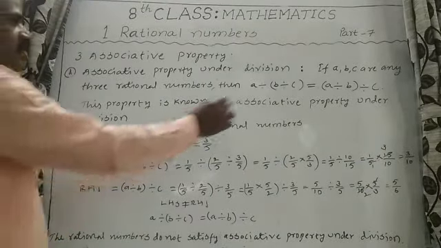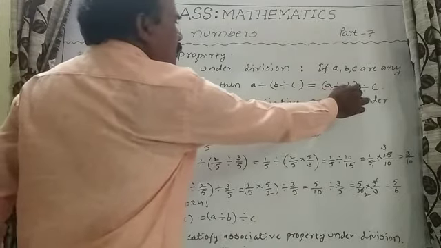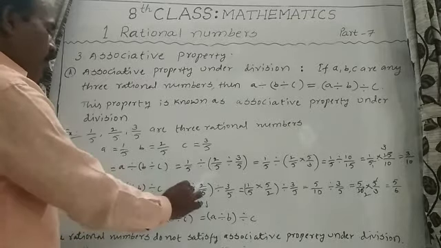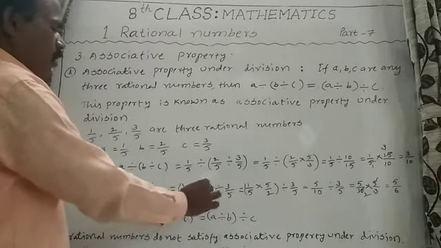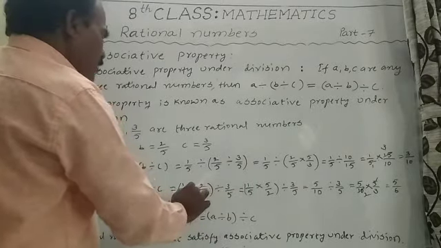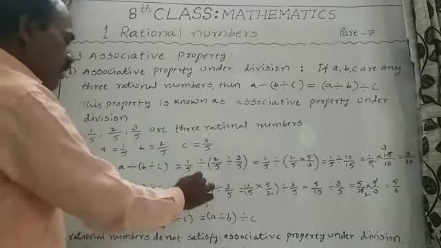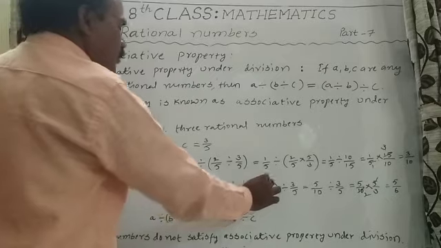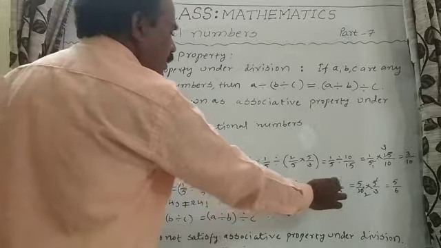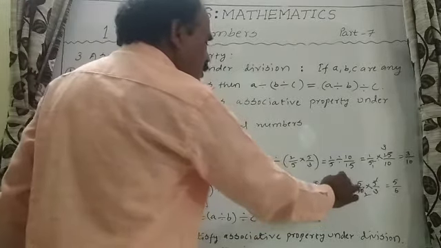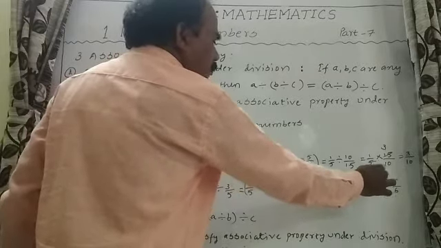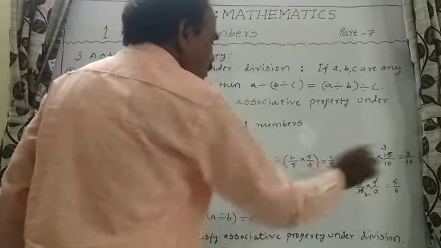Next take the RHS. a ÷ (b ÷ c), here a is equal to 1/5 ÷ (b is equal to 2/5 ÷ 3/5). Take in the one bracket, 2/5 ÷ 3/5. Here division becomes multiplication, means the second fraction is the reciprocal, 5/3. 2/5 × 5/3, the 5s cancel, so 2/3. Then 1/5 ÷ 2/3 is 1/5 × 3/2 is 3/10.